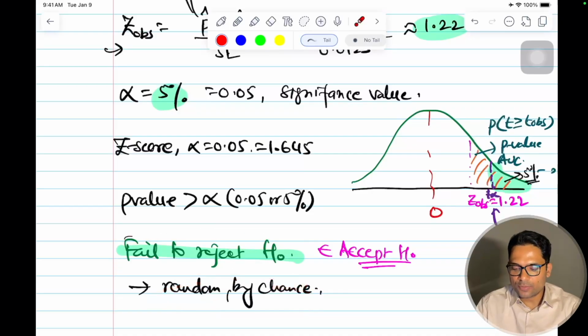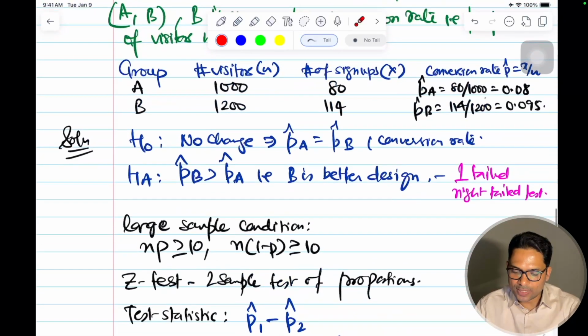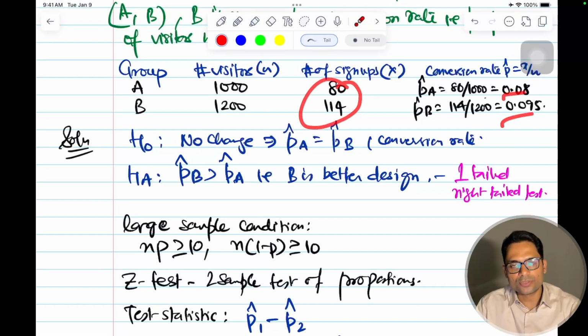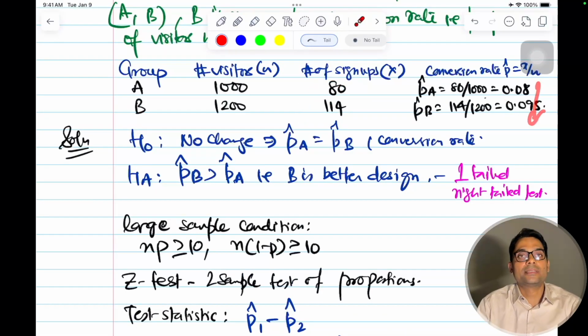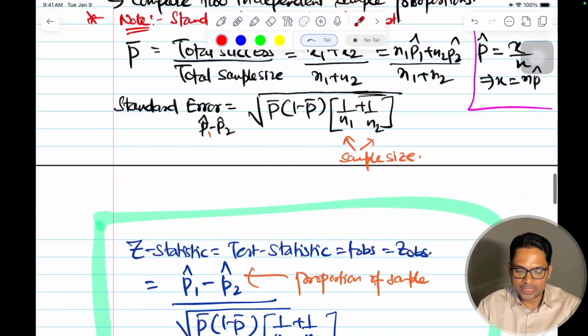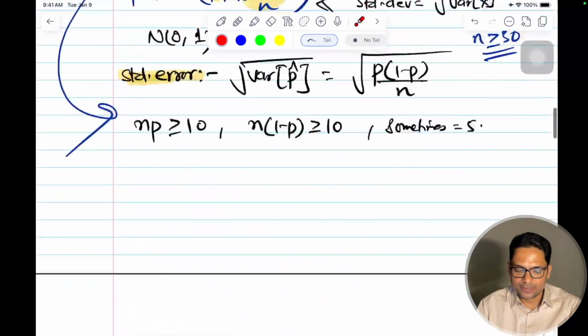So the conversion rate, whatever you have seen, we have seen clear improvement here, right? This is from 0.0 to 0.9, but after the test of proportions, we found out that this is below the significance level. So this is by random chance, and is not because design B is better. I hope Z test of proportions is clear.